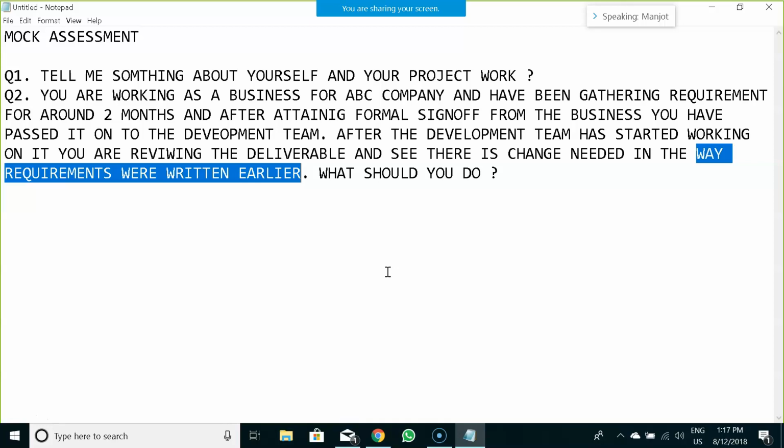Okay, so don't you think that would add additional cost to the project because you have already exhausted 2 months of your bandwidth in writing these requirements? Now again you are considering writing the requirements, but you also have the requirement gathering work for the next phase of the project. So would you be able to accommodate this change in representation of the requirement?